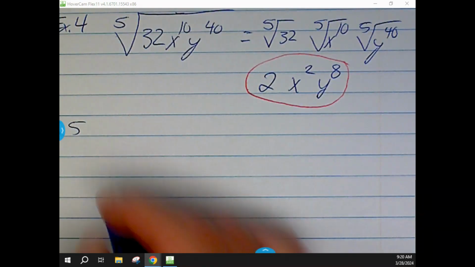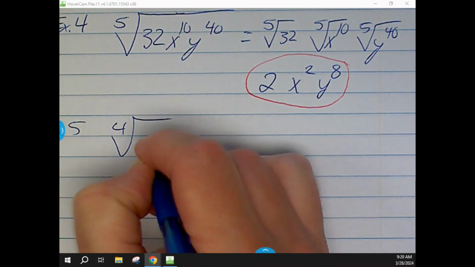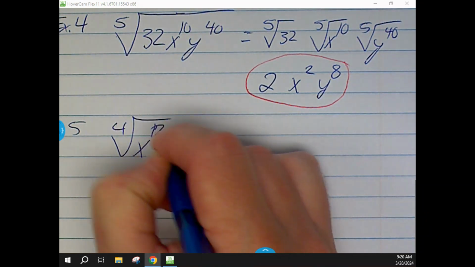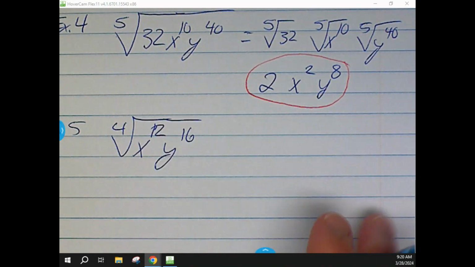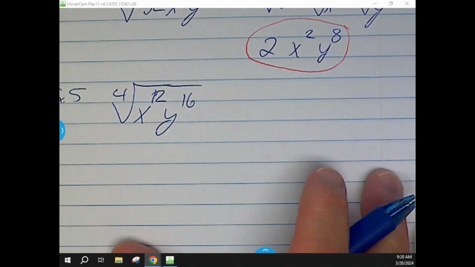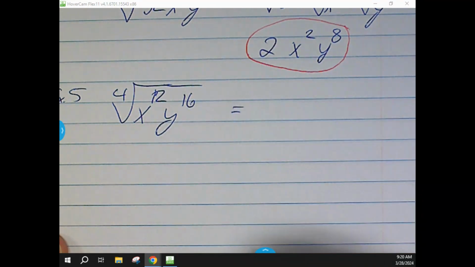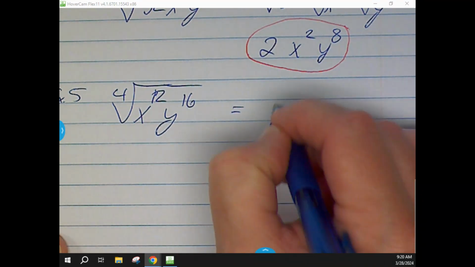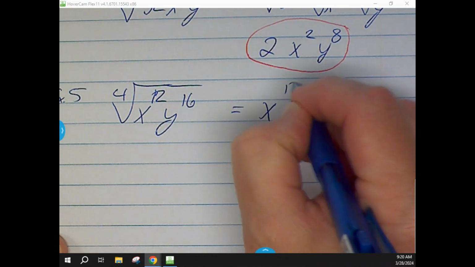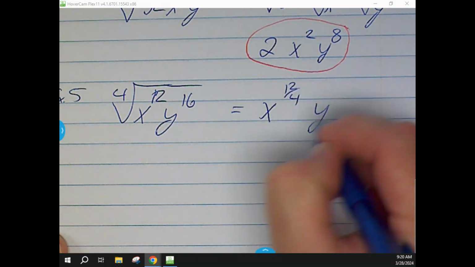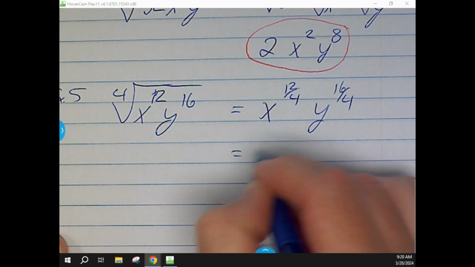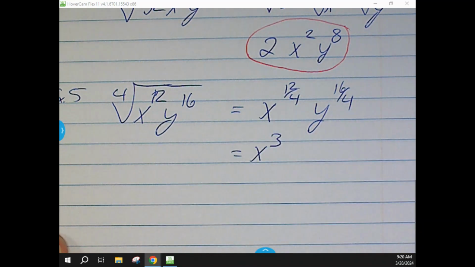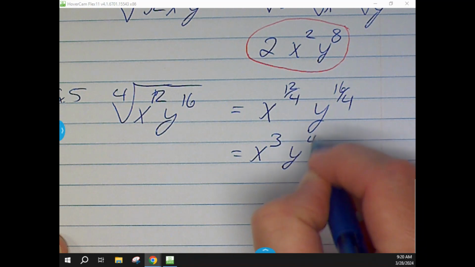Problem with 8. Fourth root of x to the 12th and then y to the 16th. Okay, so for x, it's 12 divided by 4. For the y, it's 16 divided by 4. Easy enough. That's x to the 3rd and y to the 4th.